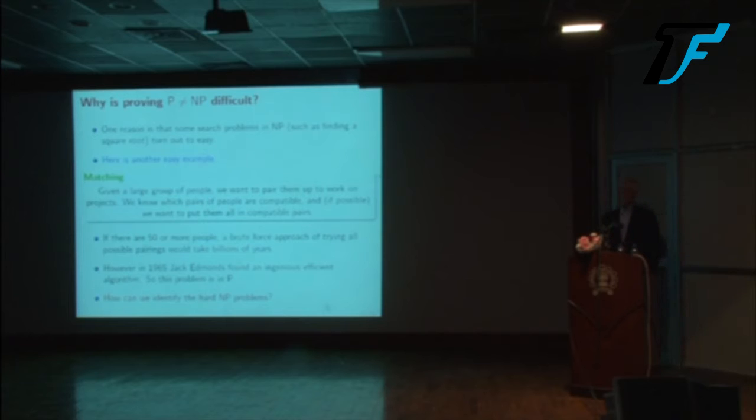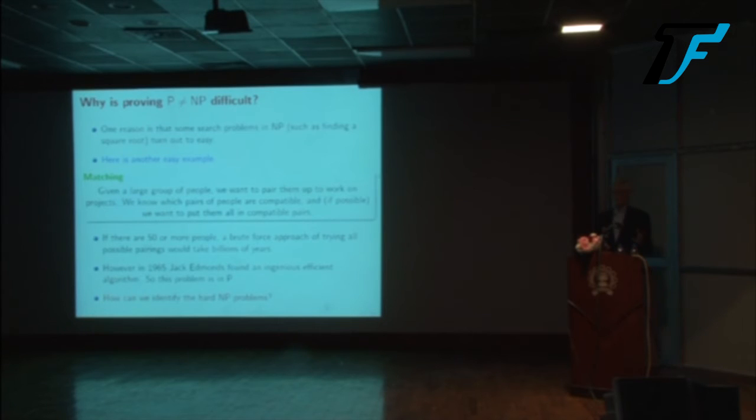And one reason is that there are search problems. An example was finding the square root, where you might first think you have to try all possible numbers, but of course there's a totally easy way. And another example is the matching problem. It's really a graph problem, but one way of saying it: if you're given a large group of people and we want to pair them up to work on projects, we know which pairs of people are compatible, and if possible, we want to put them all in compatible pairs.